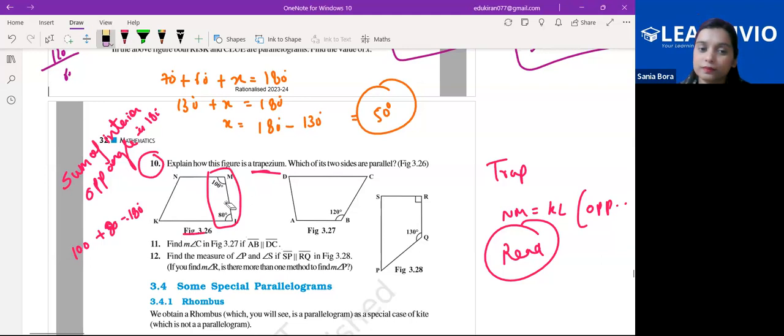Okay. Now the next one, the 11th one. You have to find angle C. One property is given that AB is parallel to DC. I think you can find it, using the property which I told you. Can you?